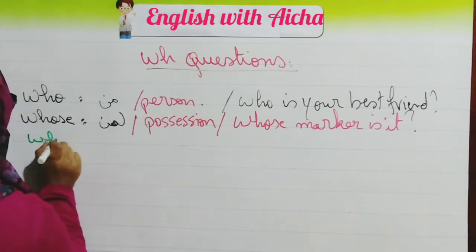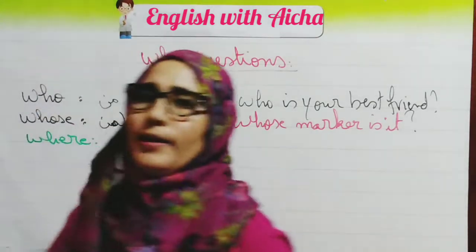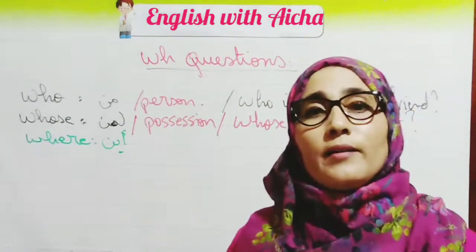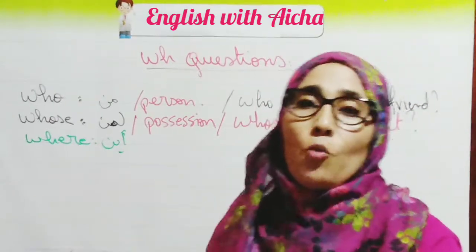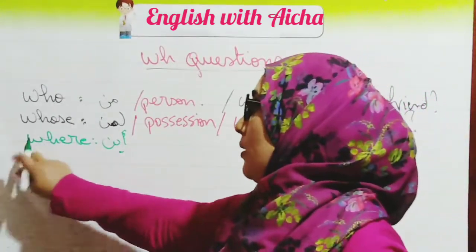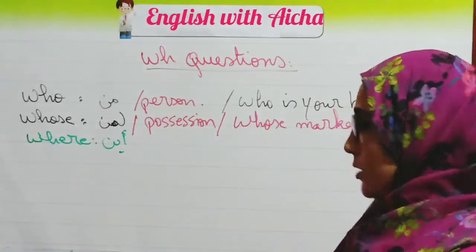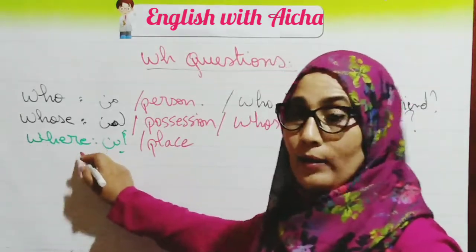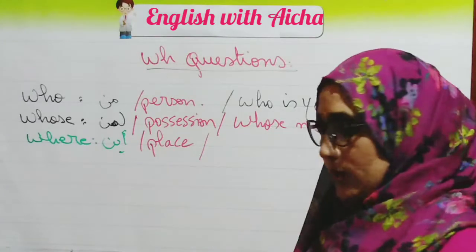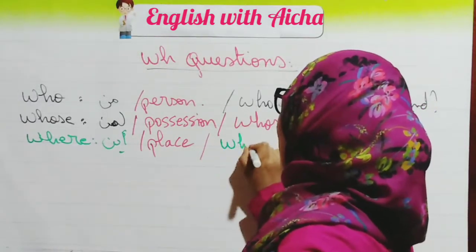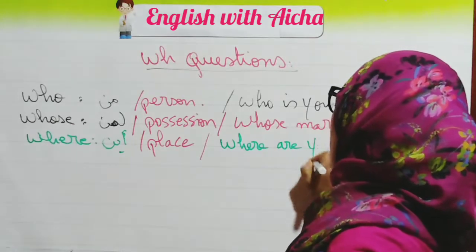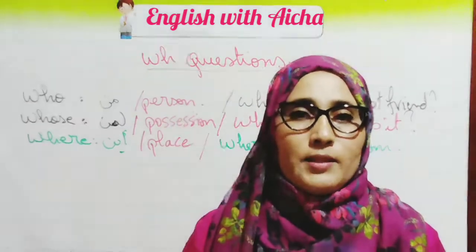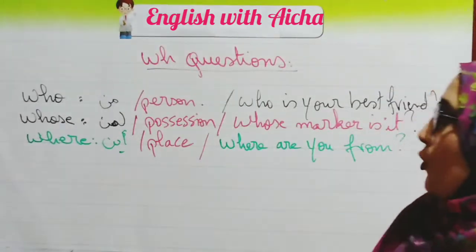Let's say where. To ask about place we say where. When we want to know the place of someone or something, we use where. Okay, so to ask about the place we use where. For example, let's say where are you from? Okay? So where are you from?